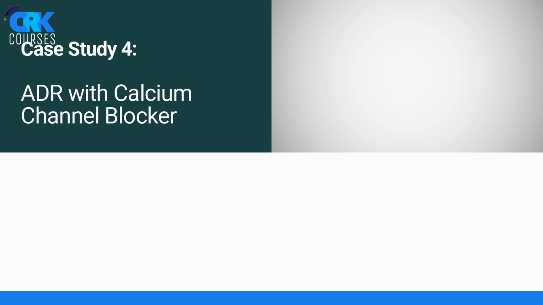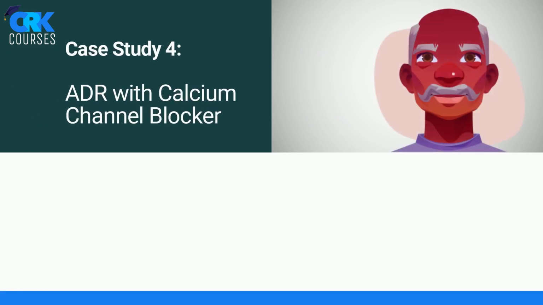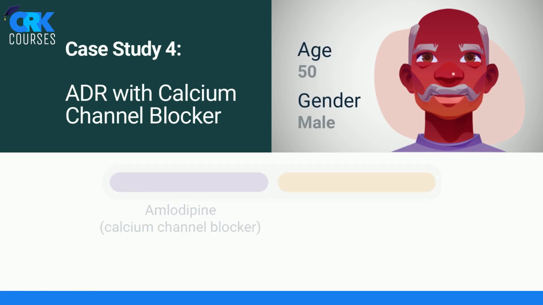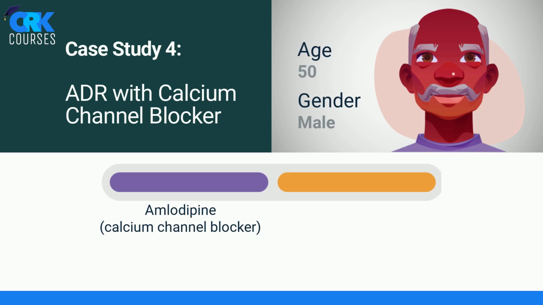In our fourth case study, we have Mr. Davis, a 50-year-old male with hypertension and diabetes, who was prescribed amlodipine, a calcium channel blocker. He experiences swelling in his ankles and feet a few weeks after initiating amlodipine. The healthcare provider identifies ankle and foot swelling as a common side effect of calcium channel blockers.